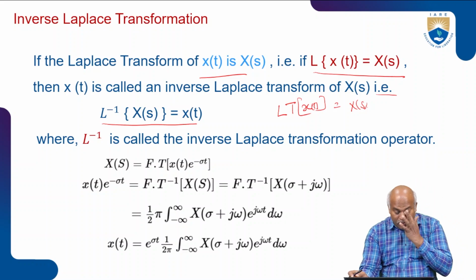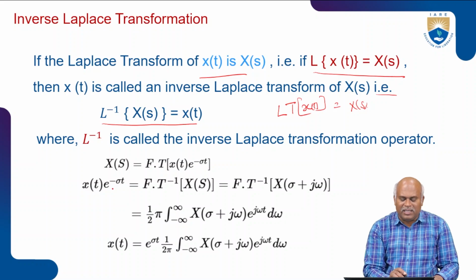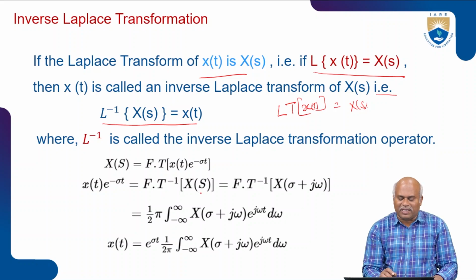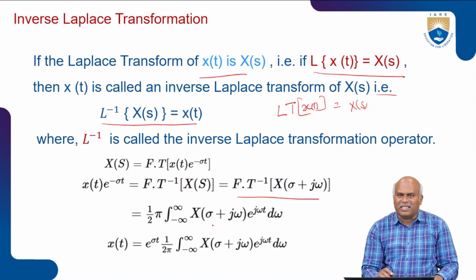Now we need to prove the inverse Laplace transform operation. I take X(s) and apply the Fourier transform, that is x(t) times e power minus sigma t is equal to the Fourier inverse transform of X(sigma plus j omega), right? So based on the inverse Fourier transform, I should write 1 by 2 pi integration from minus infinity to plus infinity X(sigma plus j omega) e power j omega t d omega.